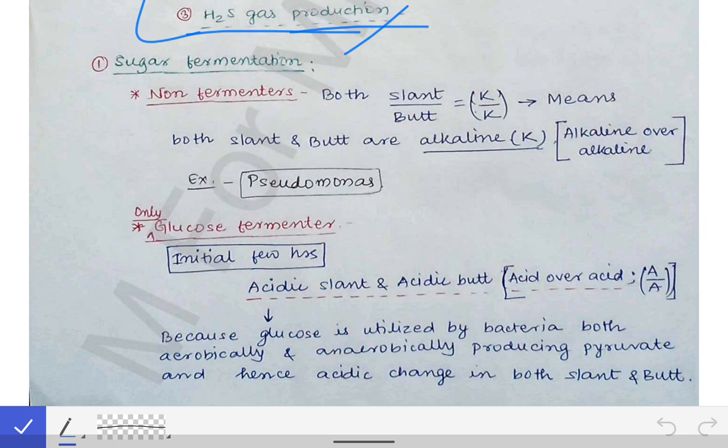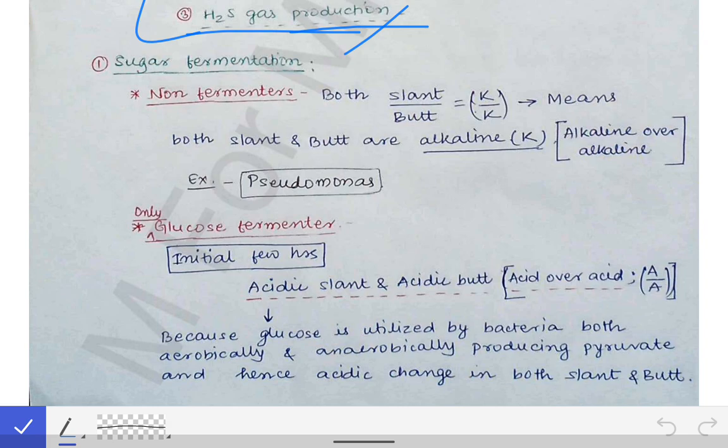And some group will be fermenting only the glucose. They will be called only glucose fermenters. And some will be those who ferment glucose along with lactose and/or sucrose. Okay. So those will be called the more than two sugar fermenters. So we will see how the change in the color occurs in all of these three types of fermenters: the non fermenters, the only glucose fermenters, and the more than two sugar fermenters. So first of all, coming to the non fermenters.